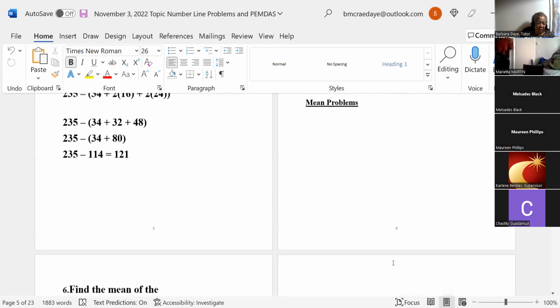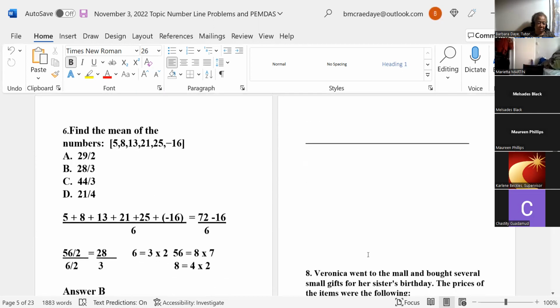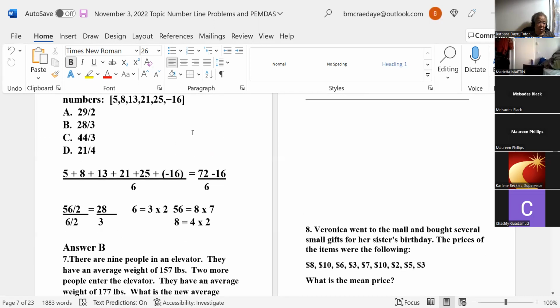All right. So now we did the first mean problem. Any questions on the one we just did? No. That's reviewing how you get the factors of a number, taking a number and dividing it up into pieces, right?